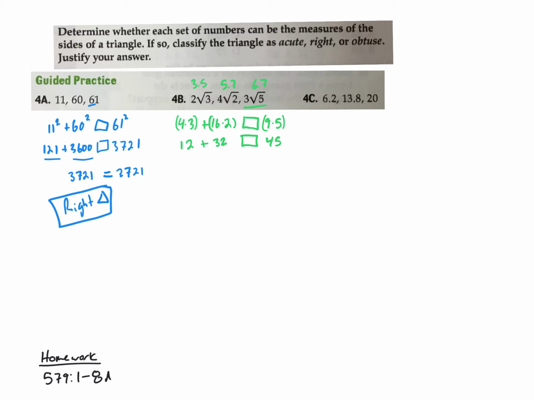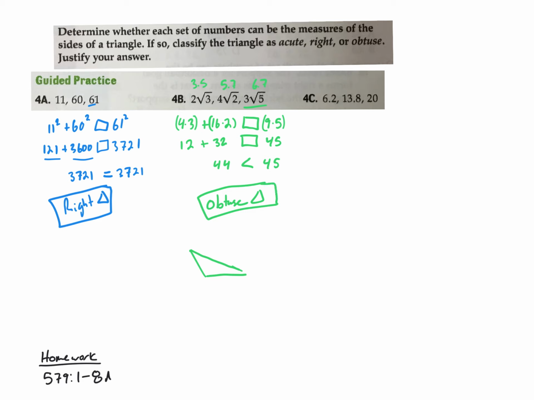How is this going to compare to 45? This is going to be 44 compared to 45, which means that c squared is larger, right? Since c squared is larger, that means this is going to be obtuse. Because in my triangle, this side has gotten longer, which means it has to be an obtuse triangle.